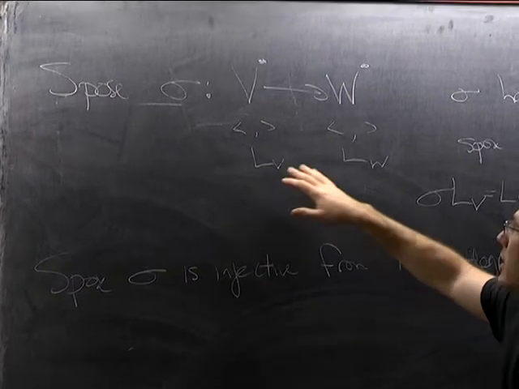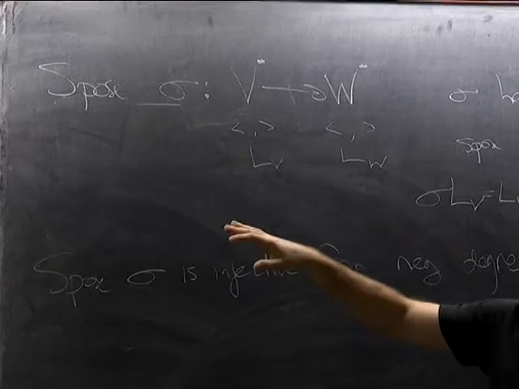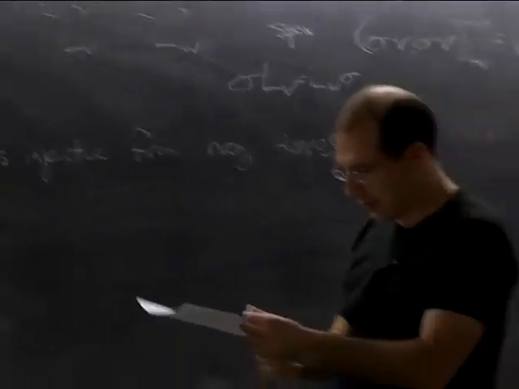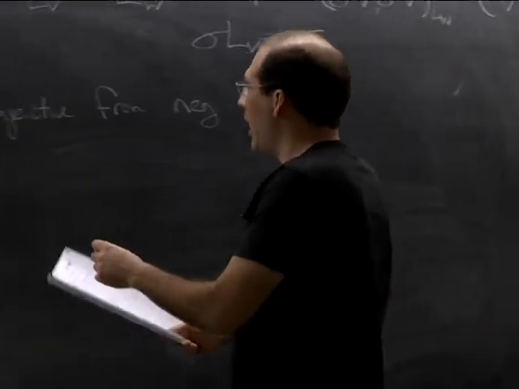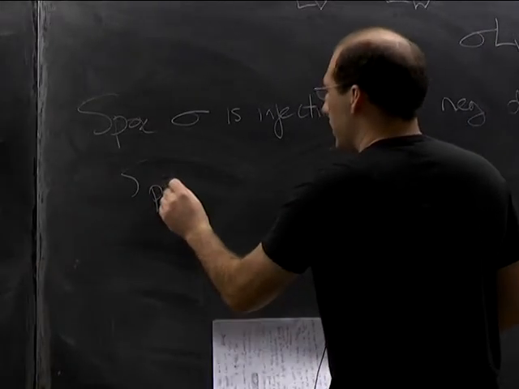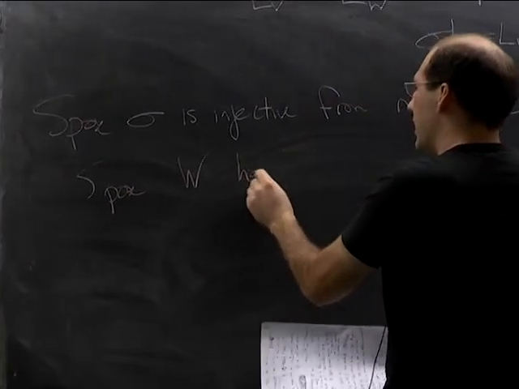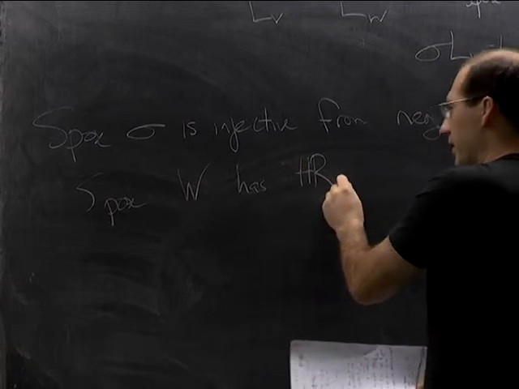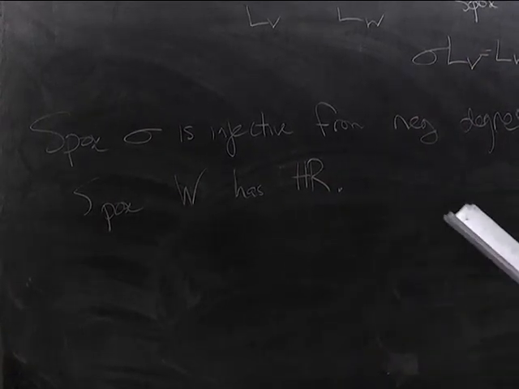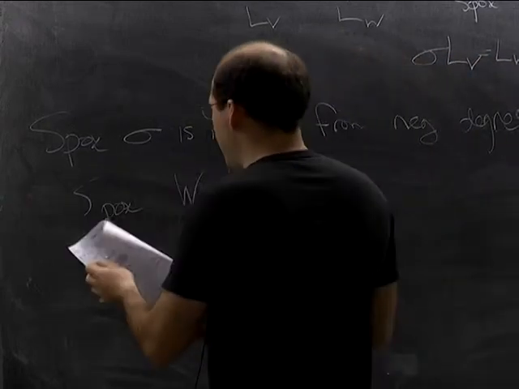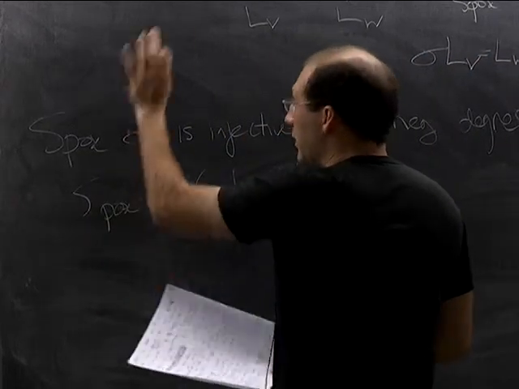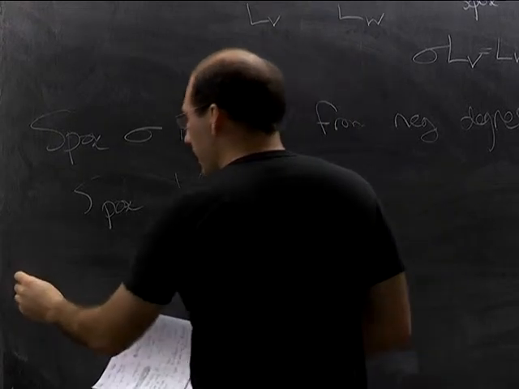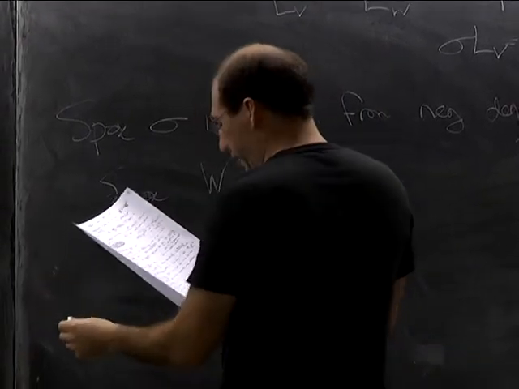Right. So I'm trying to bootstrap something about W to something about V. Okay? And finally, suppose W has HR. So this is really important. We need HR and not HL for this argument. Okay? So given these suppositions, we're just going to explore what can we say about V.